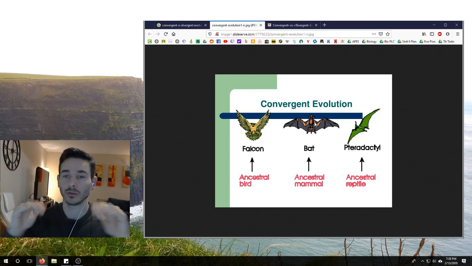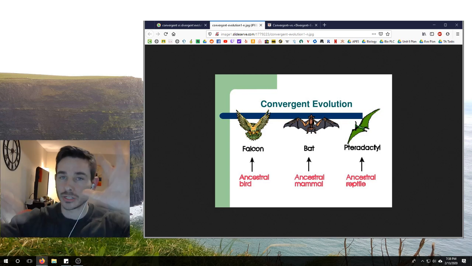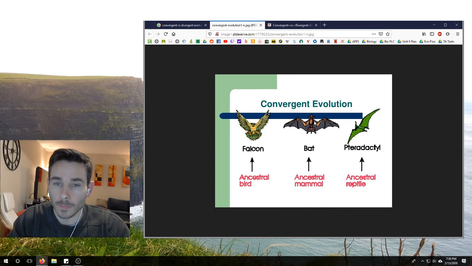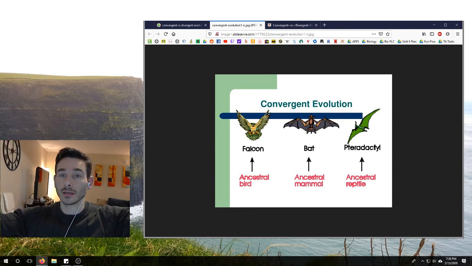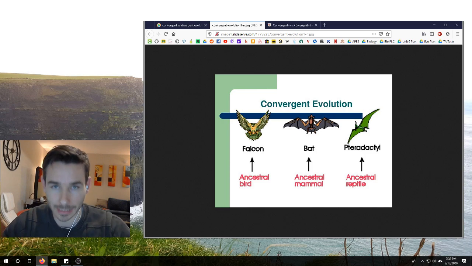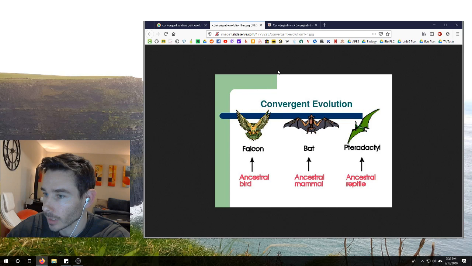Instead, what you find is that they all have different ancestors, and the wings evolved separately on different branches of the tree of life. So that's convergent, meaning you start in different locations on the family tree, and you end up with a similar trait, even though you're not related genetically. Whereas divergent evolution is kind of the opposite of that. I hope that helps.